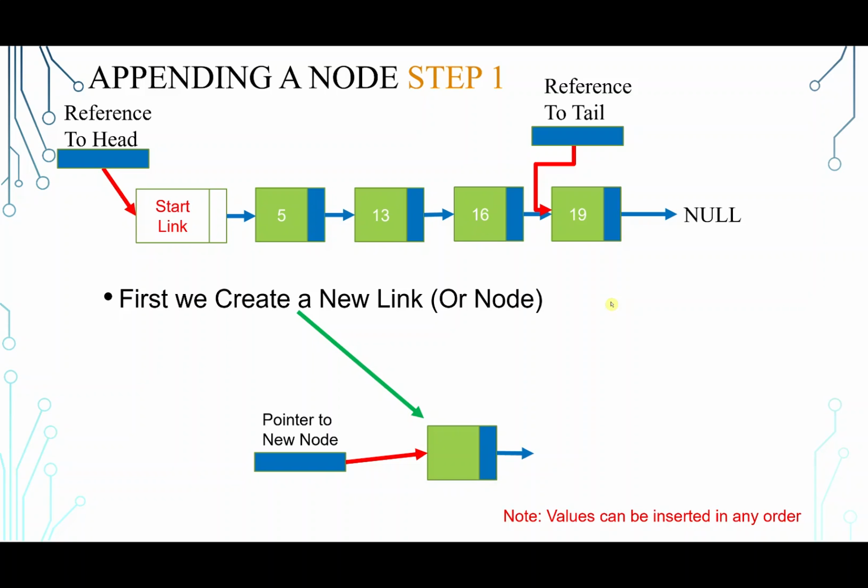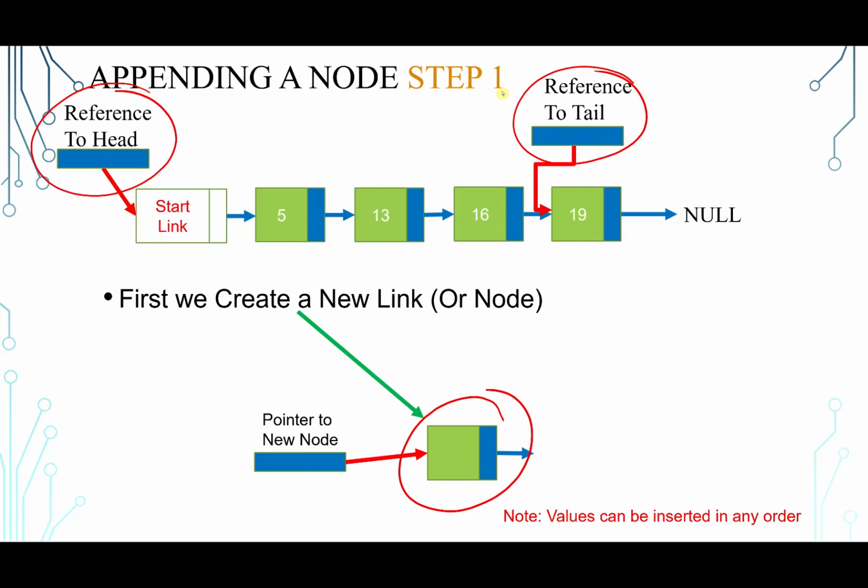So appending a node, step 1 is that you must create a new link or a new node. If you want to use the constructor where you put the data inside, you can. If you want to put the data inside later, it's up to you. But first, create a new node. And you must always maintain the reference to tail and the reference to head. The reference to head, if deleting a node, you may change that, or in this case of a start link, you don't have to. But the reference to tail is always changing when you insert a new node.